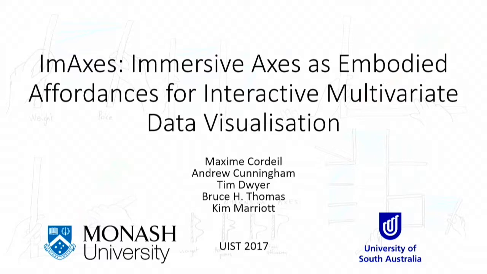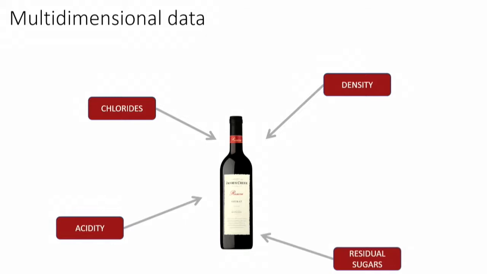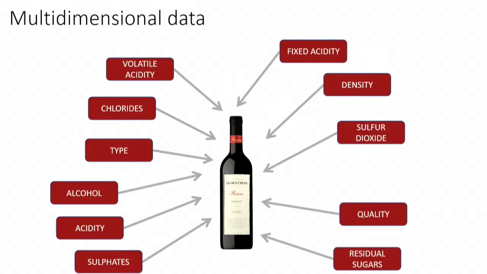So we came up with this paper, IMAXIS, that was presented at VIS last year, and the idea was to explore multi-dimensional data. Everything is multi-dimensional. For example, wine is multi-dimensional. It can be characterized with the amount of chlorides it contains, its density, and so forth. You can find a lot of dimensions to characterize wine.